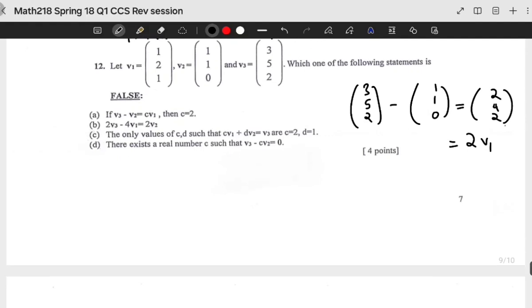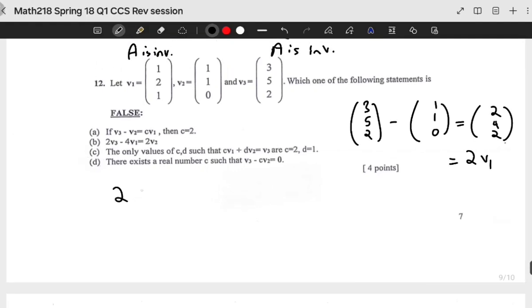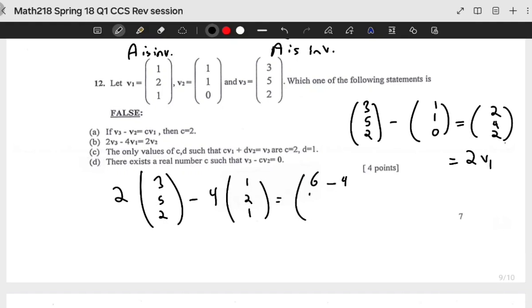Okay, option B, 2 v3 minus 4 v1 equal to 2 v2. So 2 v3 minus 4 v1 is equal to (6 minus 4, 10 minus 8, 4 minus 4), which is equal to (2, 2, 0), which is indeed equal to 2 v2.